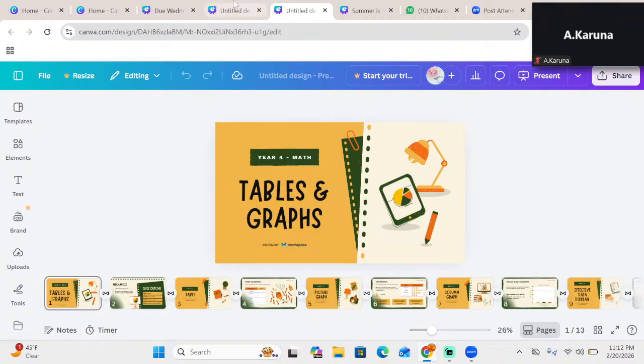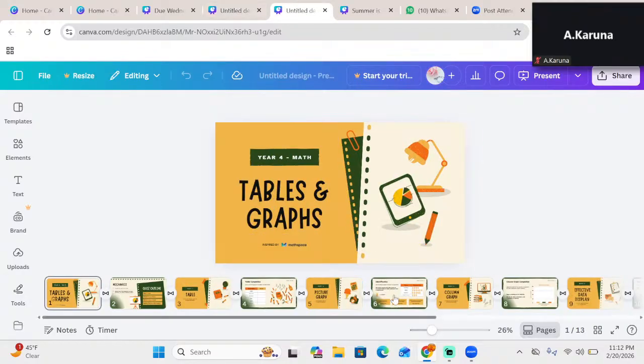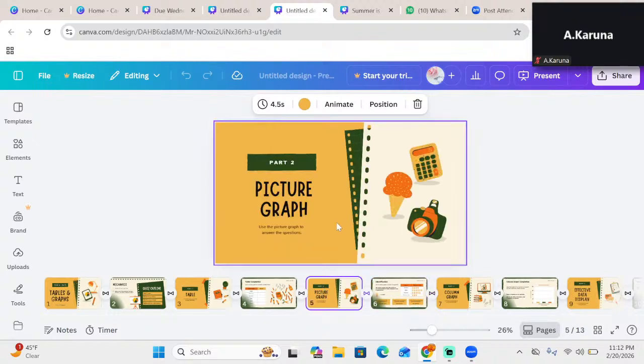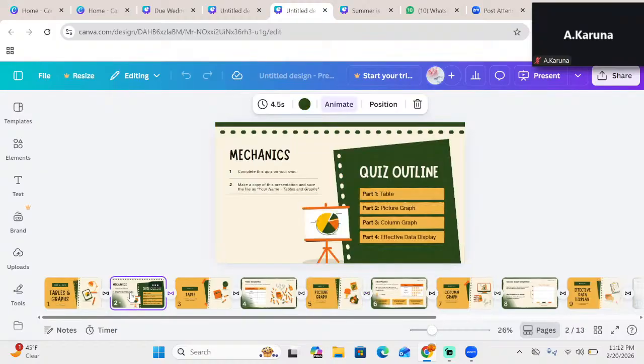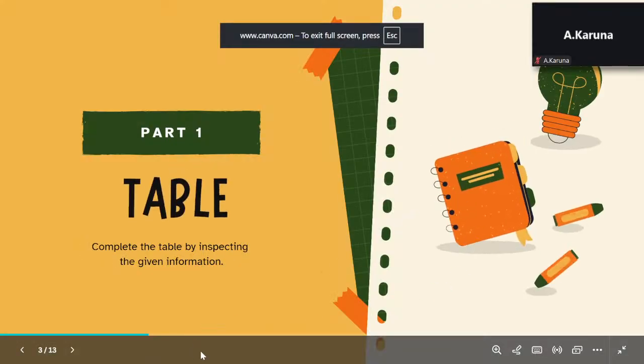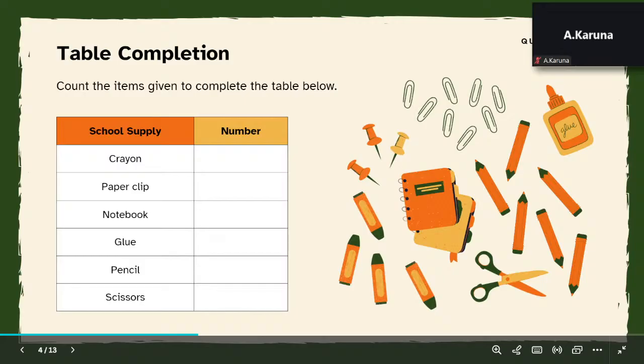Now, let's do some just simple. Let's do this. We are going to use the picture graph to answer the questions, okay? So, this is a quiz, but we'll do it together, okay? Part 1, table. Complete the table by inspecting the given information. Okay, so here we have a table full of school supplies, and here are the different school supplies. So what do we have to do?